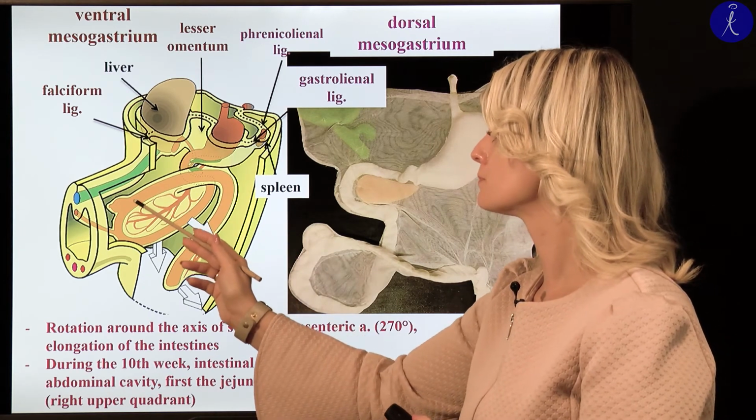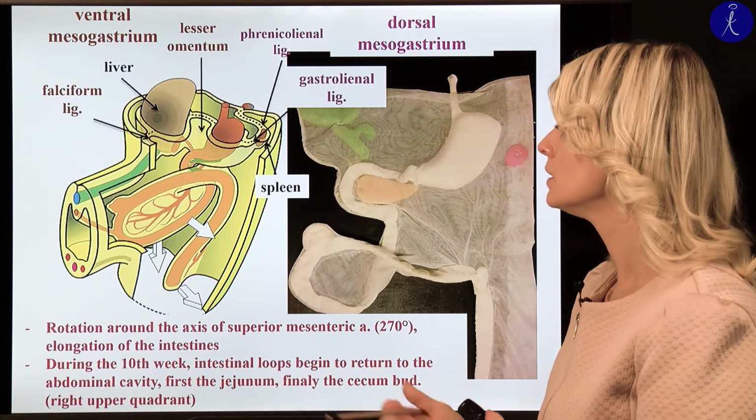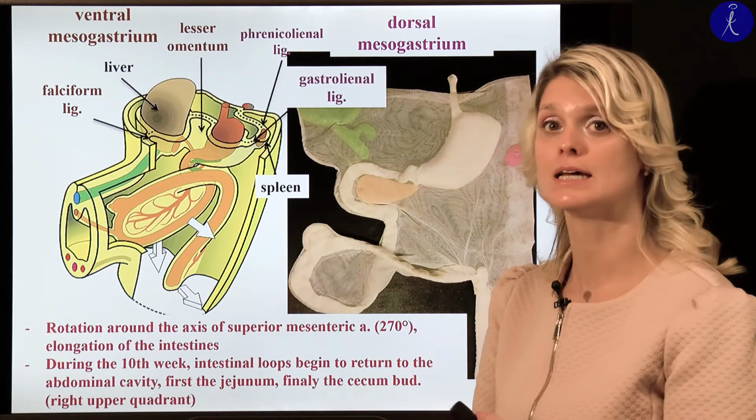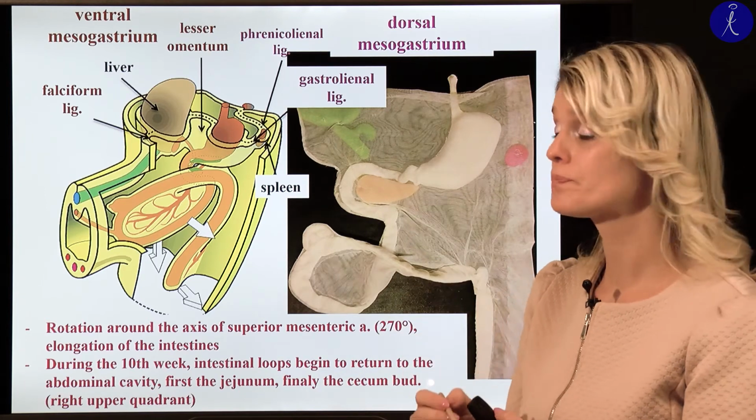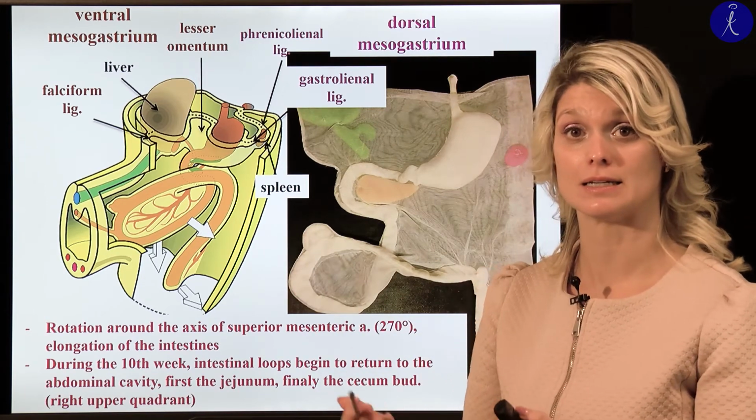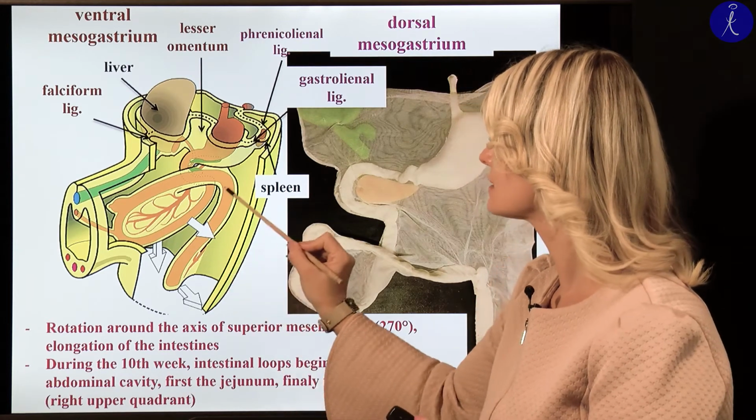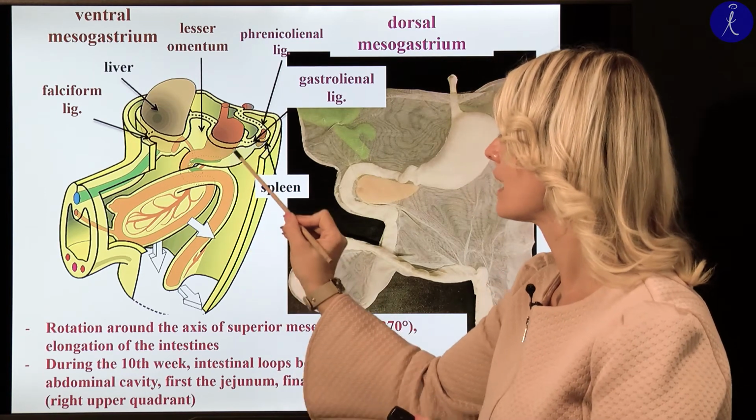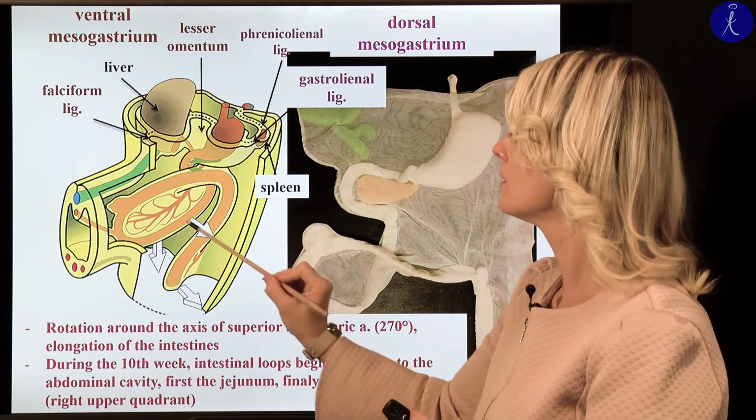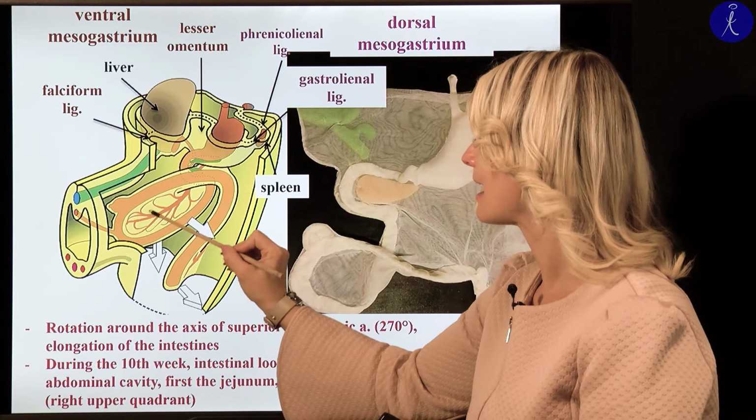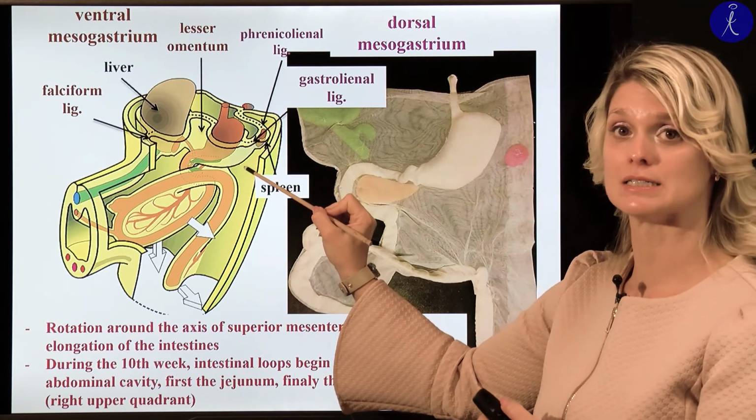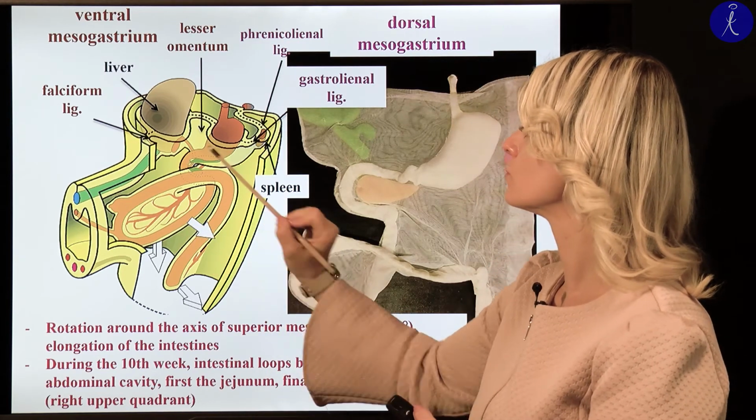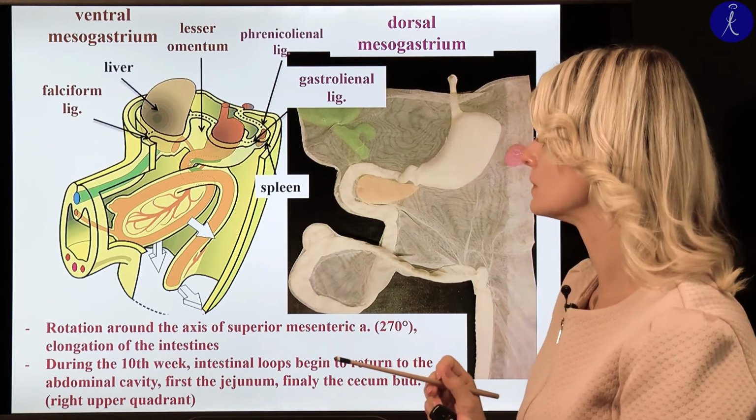So when we have this primitive intestinal loop, the parts of the small intestine will grow so fast and will form loops, and that's why we do not have enough space in the umbilicus, so the intestinal loops will go back towards the abdominal cavity, and during this transport we have additional rotation. First, the small intestine will go back to the abdominal cavity, to the left part of it, and finally the large intestine, the cecum, will go to the right side of the abdominal cavity.